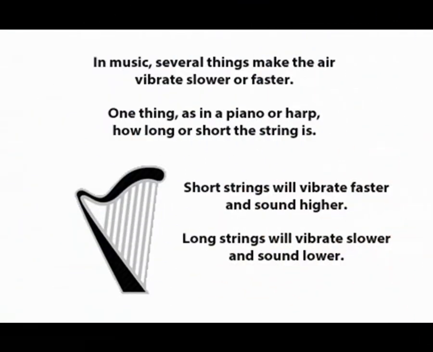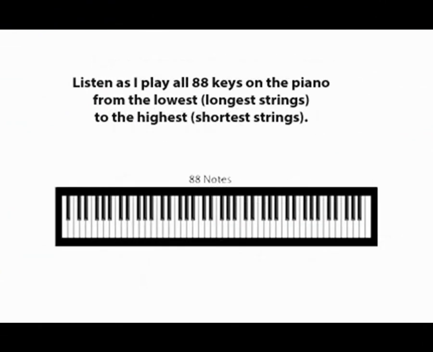In music, several things make the air vibrate slower or faster. One thing, as in a piano or harp, is how long or short the string is. Short strings will vibrate faster and sound higher. Long strings will vibrate slower and sound lower. Listen as I play all 88 keys on the piano, from the lowest, the longest strings, to the highest, the shortest strings.